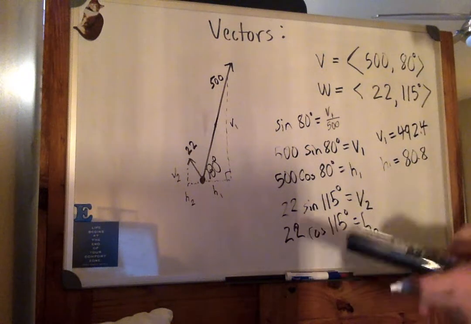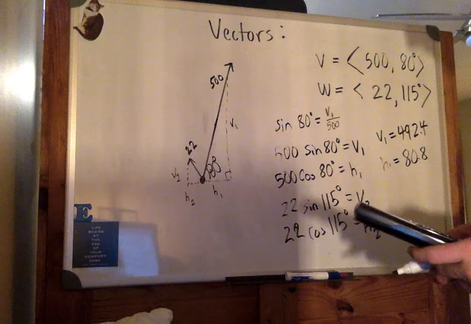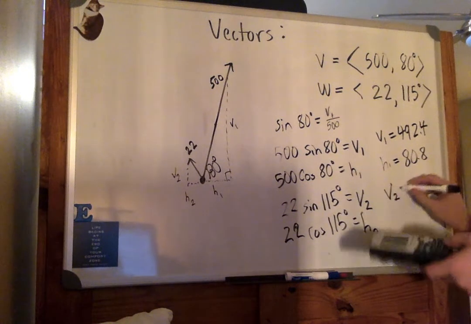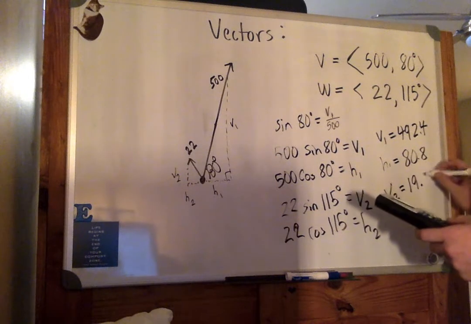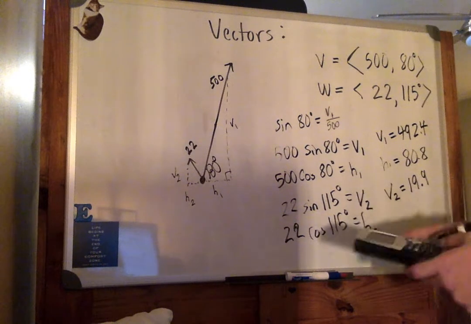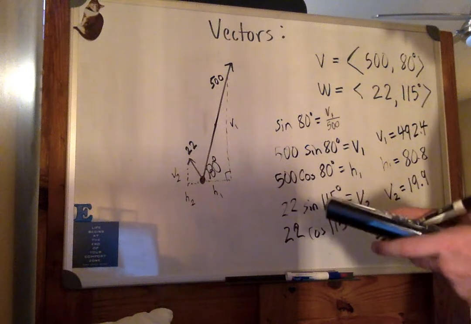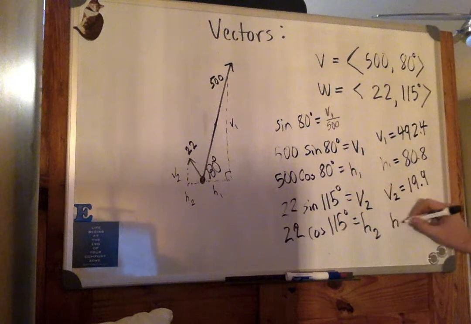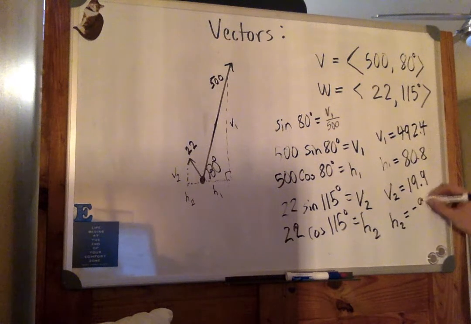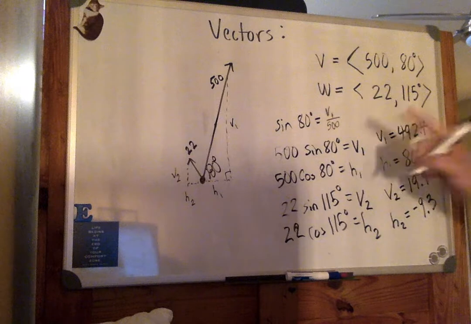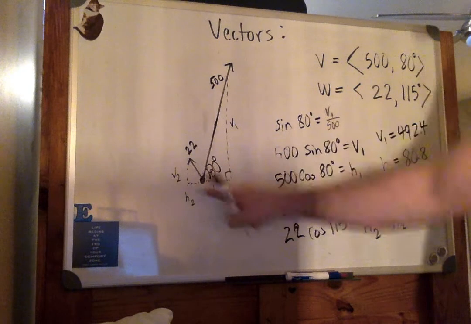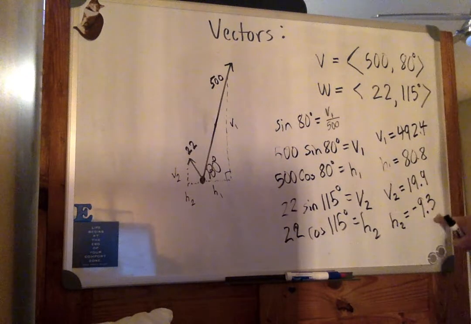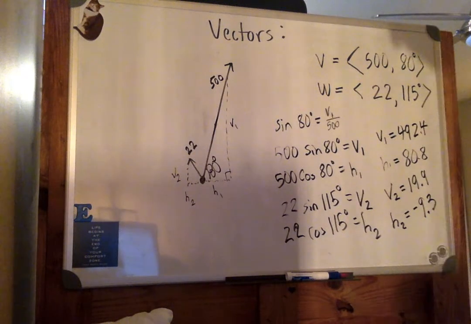So let's do this real quick. 22 sine of 115 gives me, for v2, 19.9, and then 22 times the cosine of 115 gives me negative 9.3. And actually, now that I think about it, that makes a ton of sense, because this horizontal is pointed left. It's pointed in the negative direction. So the fact that I got negative 9.3 isn't actually that weird or surprising to me.